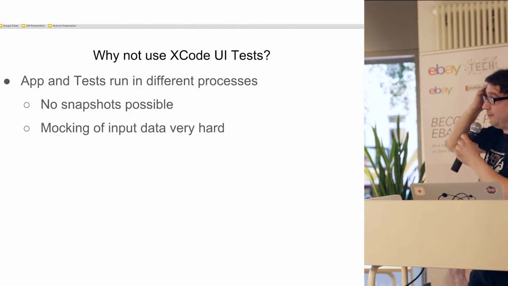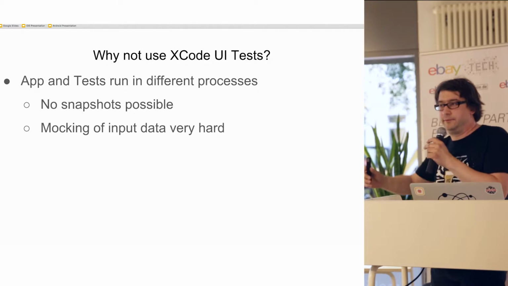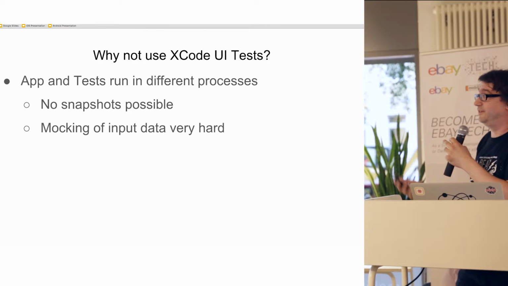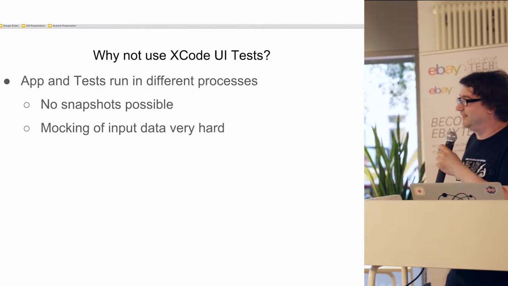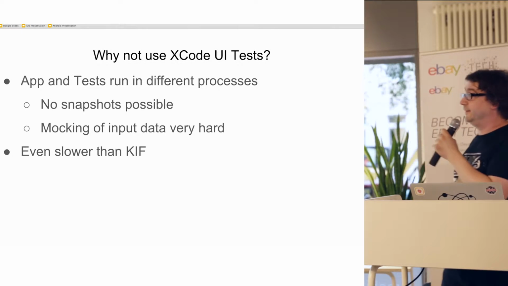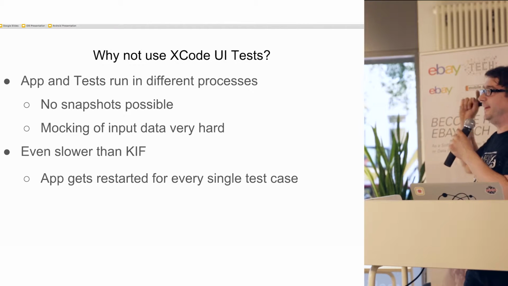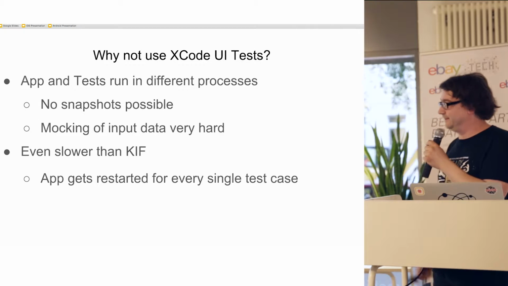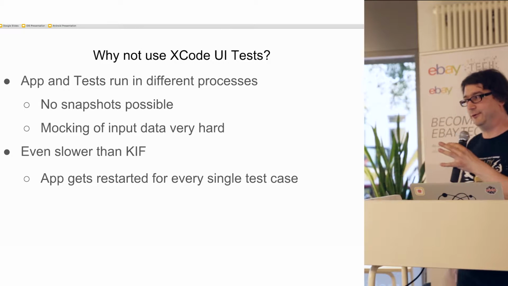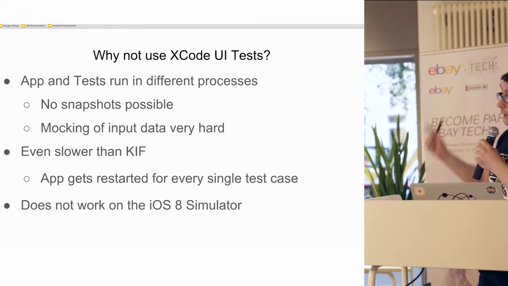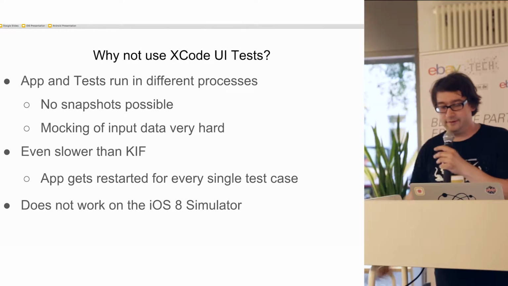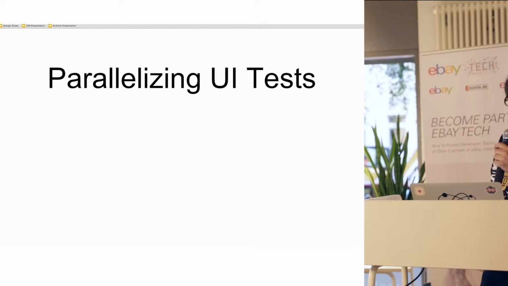And the second one is the mocking of input data is very, very hard. You have to kind of build it into your app that actually runs, and it's not part of your tests, but part of your app, and it's kind of meh. And the other thing is, it's even slower than KIF because it reruns the app for every single test case. So if you have a small app and it doesn't do much, you might get away with it, but we don't. And it does not work on the iOS 8 simulator. So if you really want to test on iOS 8, you're out of luck.